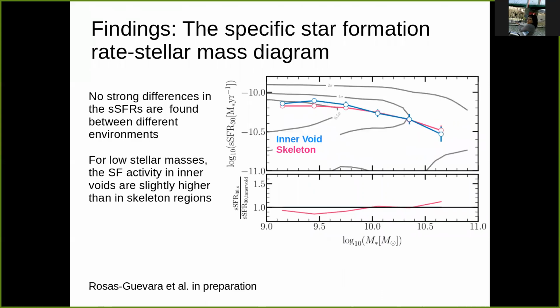And let me start with a specific star formation rate stellar mass diagram. From the plot, you can see that the specific star formation rates of the inner voids, which are the blue lines, on average is similar to the specific star formation rates in skeletons, except for the low stellar mass galaxies, where there is a weak tendency of the inner void galaxies to present higher star formation activity.